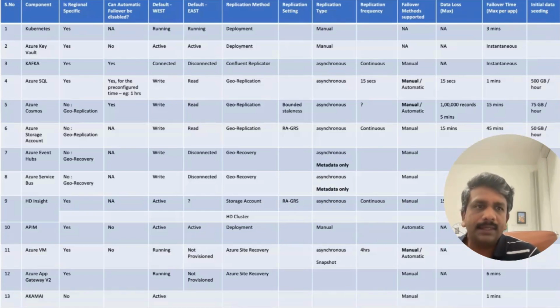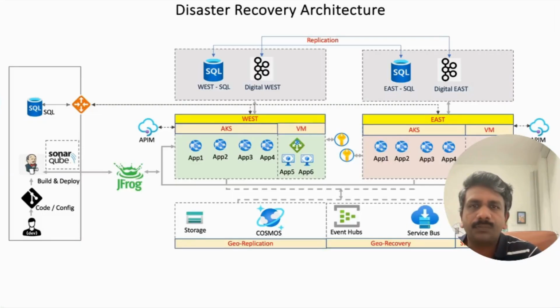So why do we need this? Because you have to calculate each of these before you commit to your RTO and RPO, right? You have to calculate everything and come up with the cumulative numbers to arrive at your RPO and RTO. So this is how we do it, right?